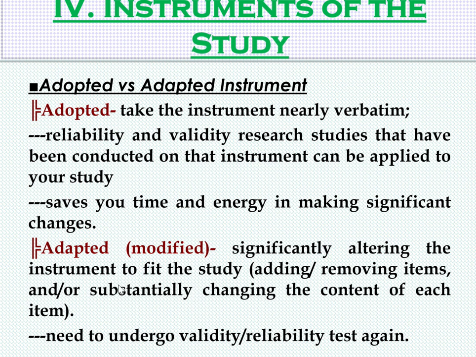And then, on the other hand, you can significantly alter the instrument, like adding or removing items and or substantially changing the content of each item, which is called adapting. Letter A naman siya. Meaning you will modify the instrument. So when an instrument has been adapted or modified, letter A, then it has been significantly changed, so the reliability and validity evidence will not apply to your study na. So meaning ipapa-validity and reliability test mo pa uli siya kapag may pinalitan ka, may change ka, or minodify mo yung instrument na i-adapt mo. So yan yung kaibahan ng dalawa.